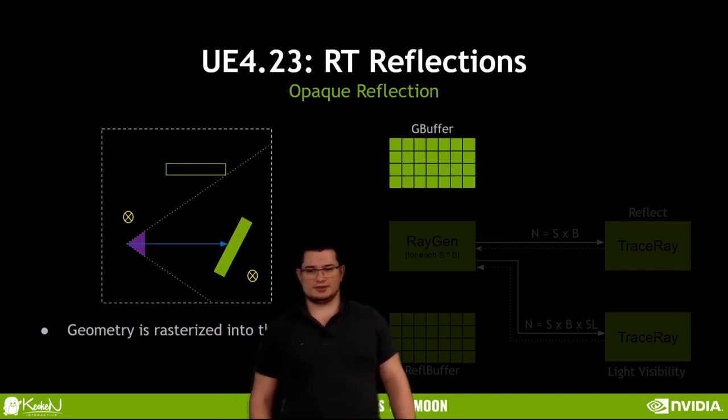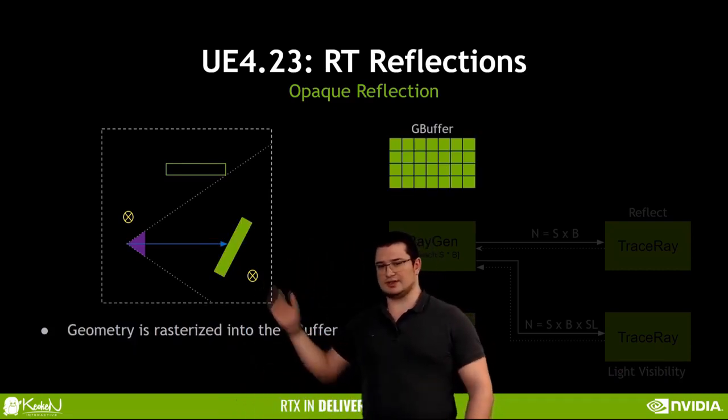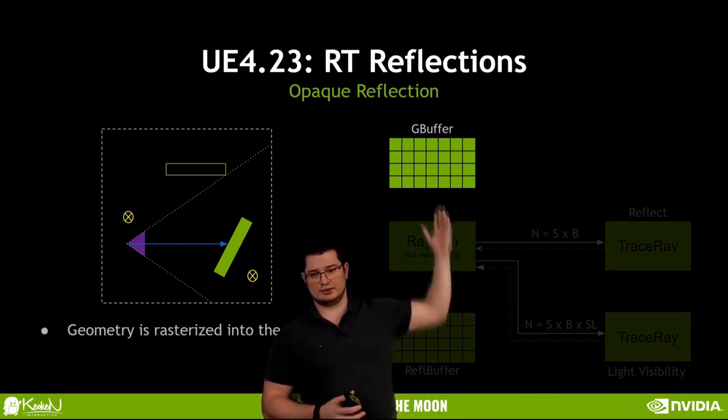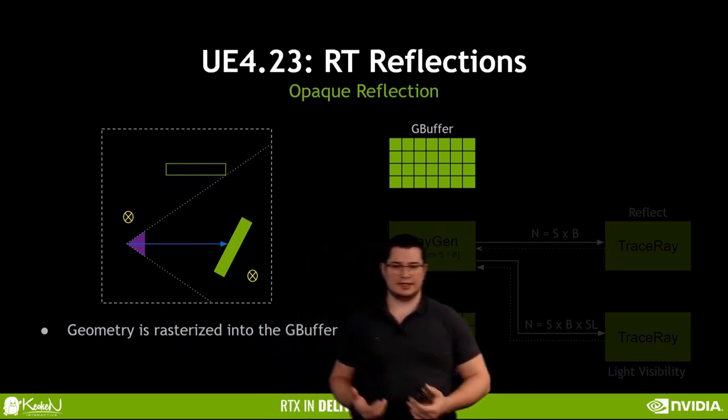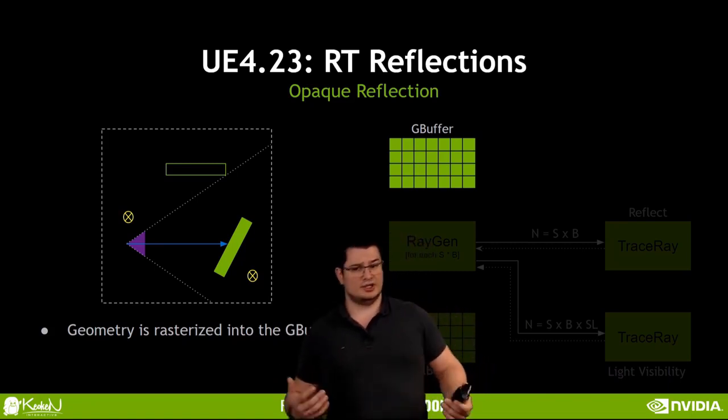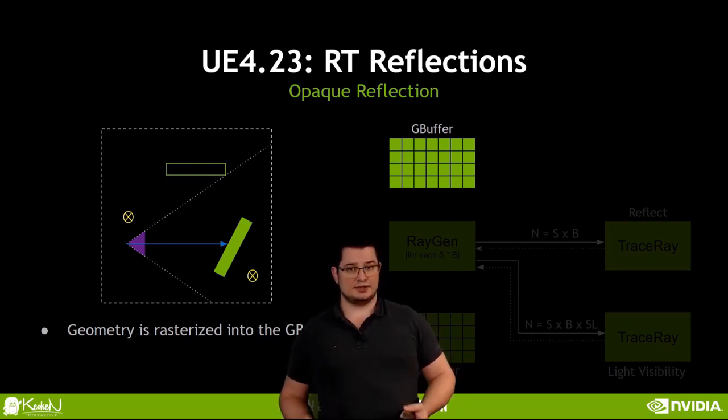So what happens first is that a scene gets rasterized into the G buffer. This also acts as a primary ray, which means in ray tracing you don't have to do that, and we only need to be able to construct a reflection ray.